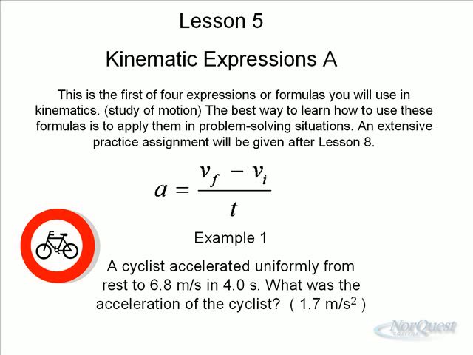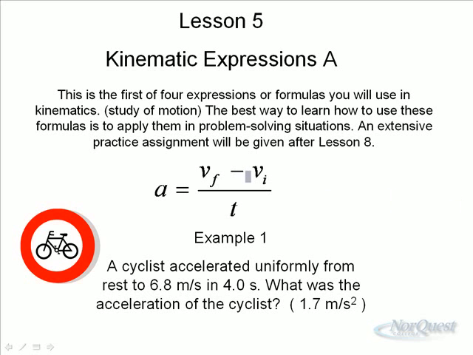So you know your initial is 0, you know your final is 6.8. And of course it took how long? It took 4 seconds. So what you need to do is take this formula and use the information that's been given. And I'll give you a quick example of that.